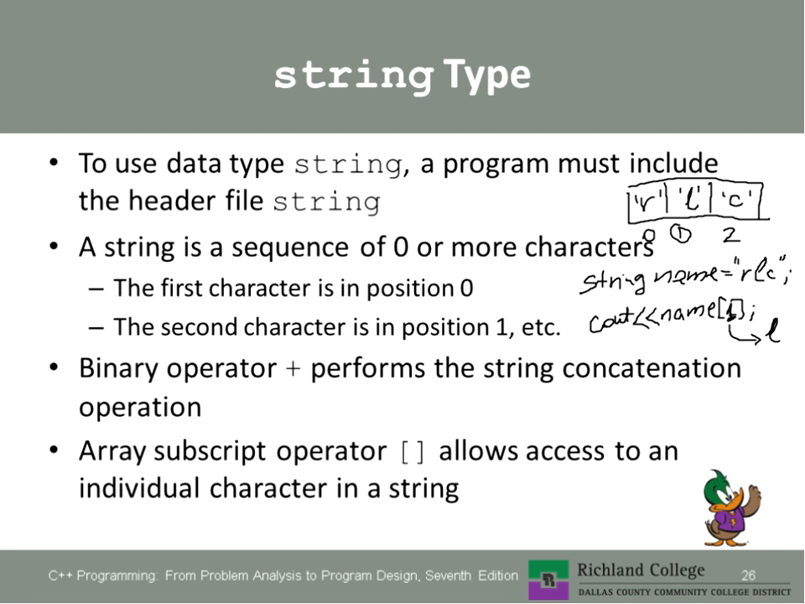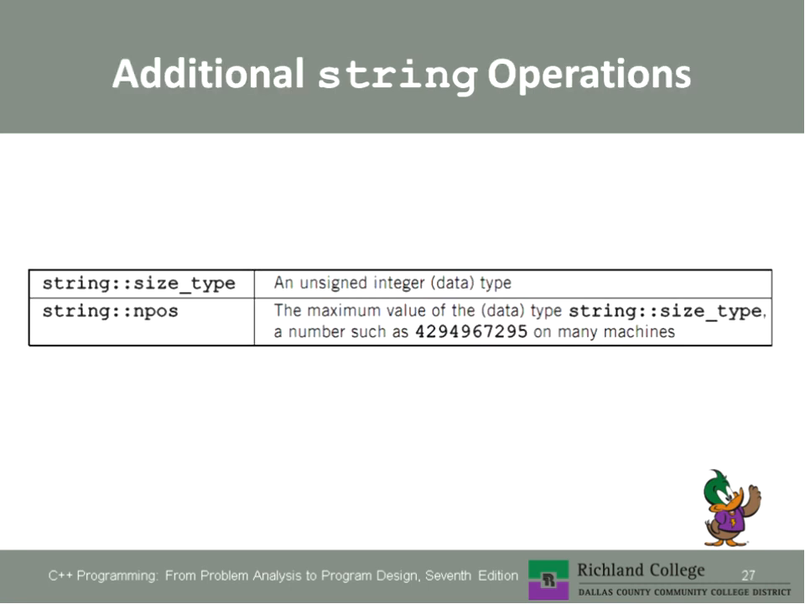Now, when we're talking about operators on this data type, the plus sign is not an addition operator. When it comes to strings, the plus sign performs a concatenation of strings, so it adds the strings together. The array subscript operator, which is the square brackets, allows access to an individual character in a string.